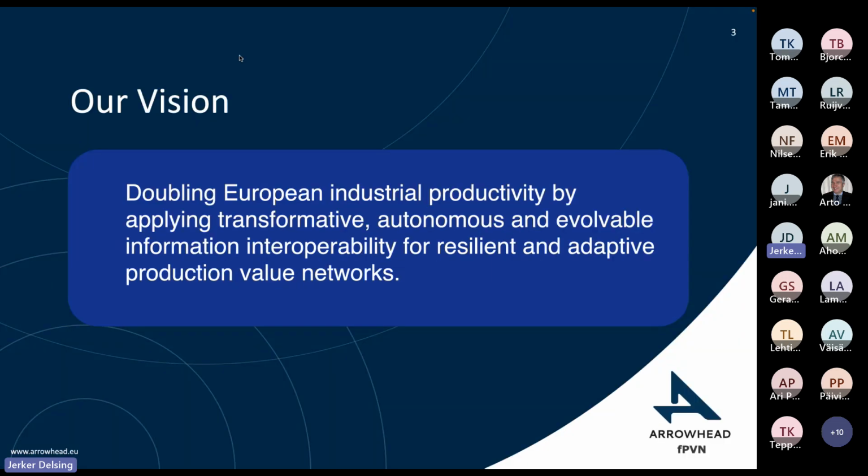So the vision of Arrowhead FPVN is to move towards a doubling of the European industrial productivity, thanks to that we can have machines that autonomously can understand what other machines are saying without having been programmed to do so from the beginning.